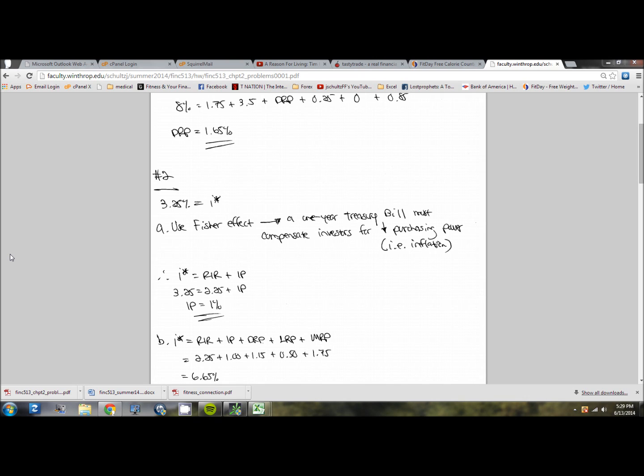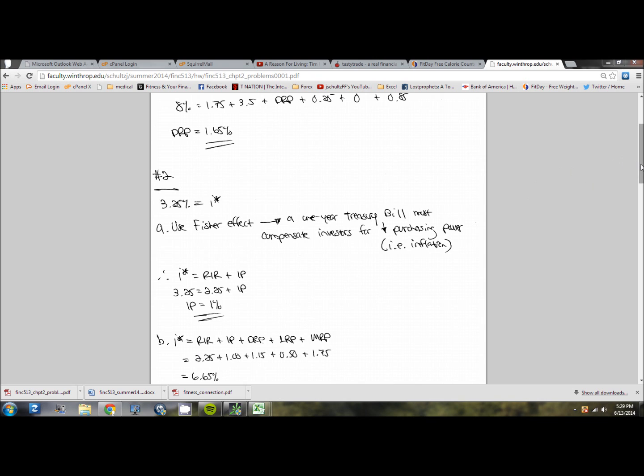So number 2, if you look at the actual question, you have two parts. You have to find the inflation premium, and then you have to find the equilibrium interest rate on this Moore Corporation company. And actually, let's go down to part B first, about the equilibrium rate on Moore Corporation. It's actually pretty simple, right? You see it right here.